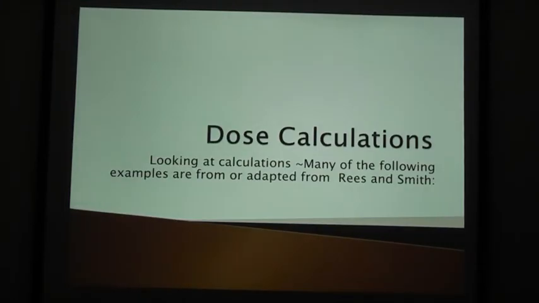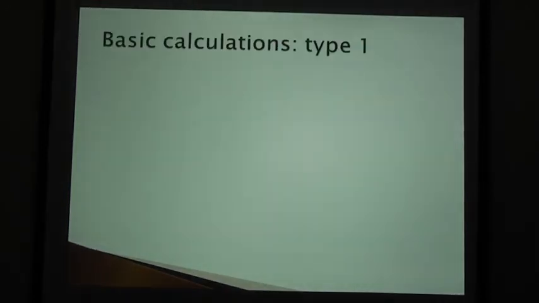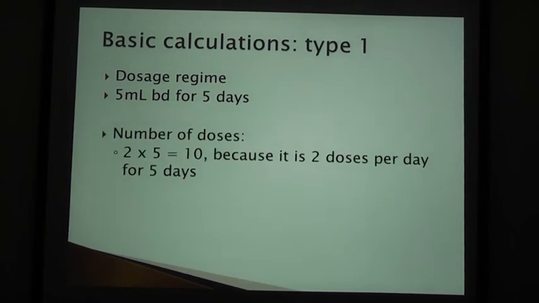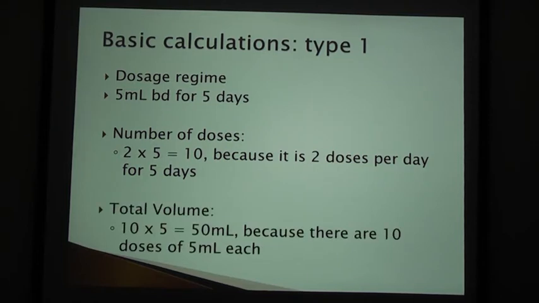So, the type 1. We've got a dosage regime of 5 mils BD, which if you remember is twice a day, for 5 days. That could have been 5/7. So 5 mils BD for 5 days. The number of doses, 2 times 5 is 10, because they're having 5 mils twice a day, so that's 10 for a day. And for 5 days you multiply that by 5 and you get 50 mils. So there you go, you've worked out the basic amount for that dosage regime.